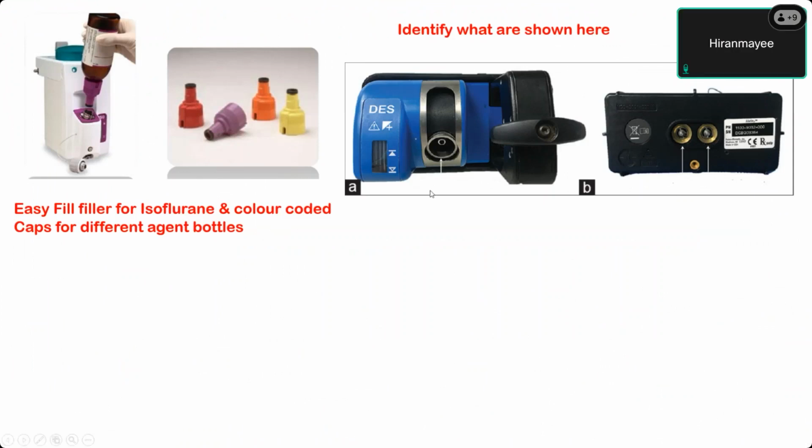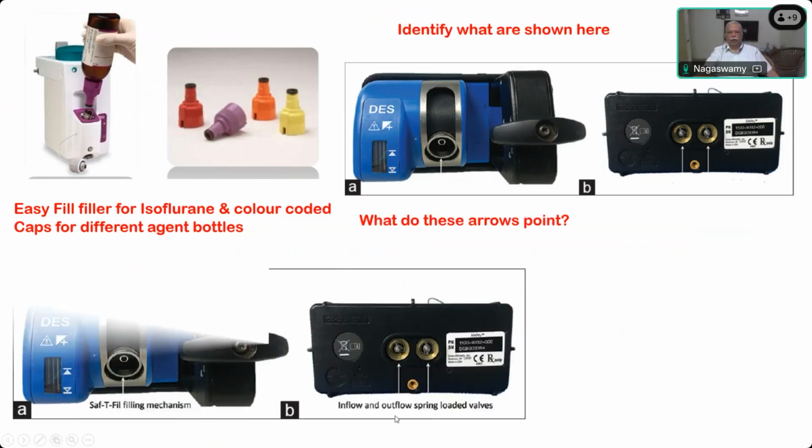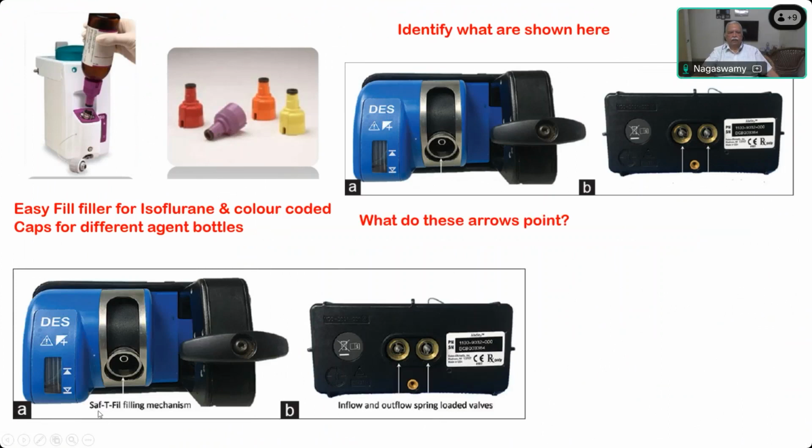Filling port is the Aladdin cassette, or desflurane. You can see it is color coded and the desflurane name is also written. What is this? The filling port, sir. Filling port. Very good. So this arrow part is called the filling machine mechanism. Not SAFETY, it is the SAF-T fill mechanism for desflurane, and these are all the inflow and outflow spring-loaded valves.